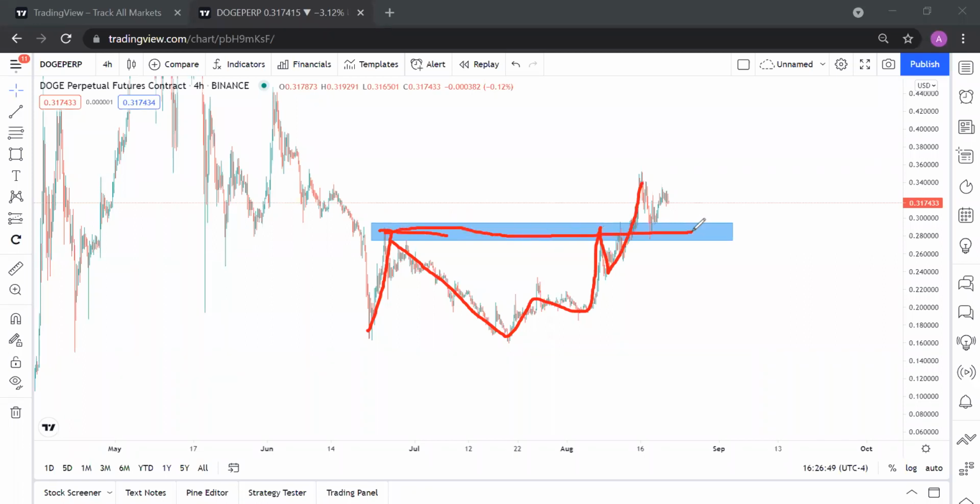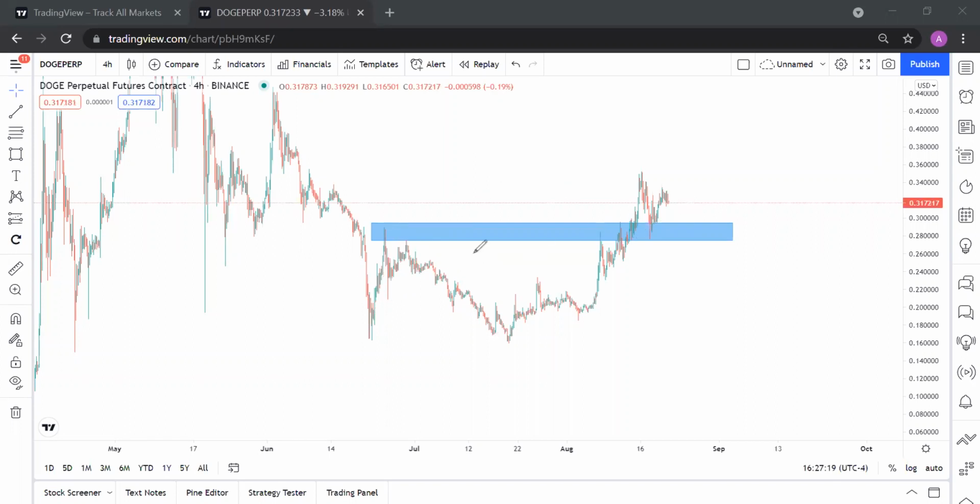What happened next? It came back to that zone. The previous resistance zone acted as resistance at this point, and this point became a new support level. So what does it mean now? It means that the market is going bullish because price actually gained support at this level, and you can see that price is already going bullish. So currently on Dogecoin, we have a bullish trend, we have a bullish structure.